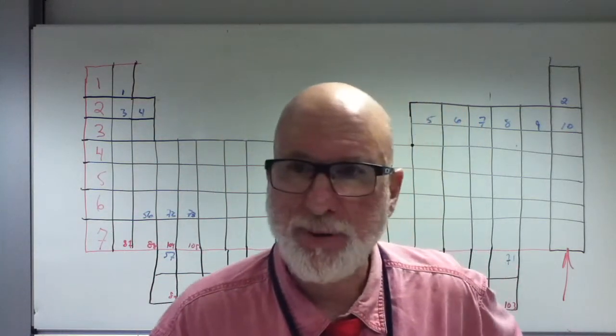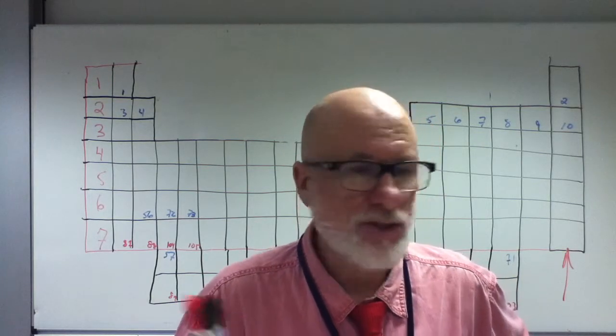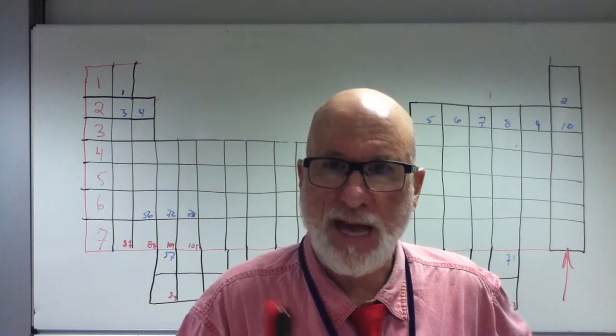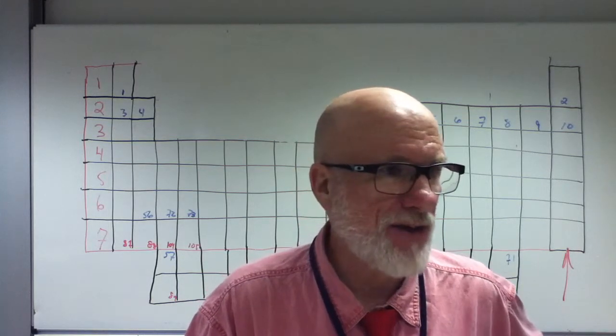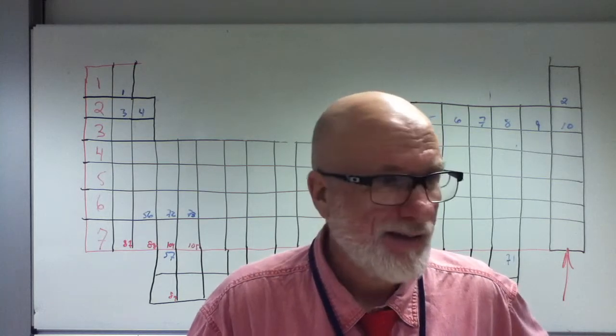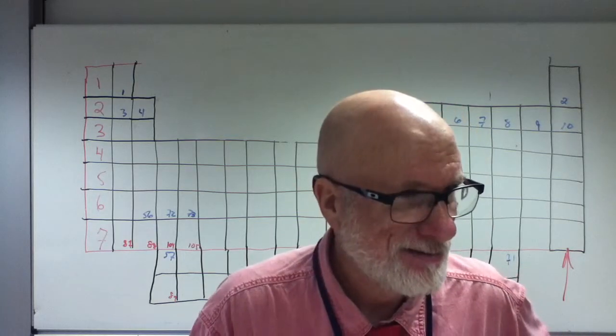If lithium gives up 1 electron, what's its new valence shell? 2. Well, right, but what does it look like? It looks like the valence shell of what? Helium. Yeah. It's imitating the valence shell of helium. Helium doesn't have 8. It's 2.